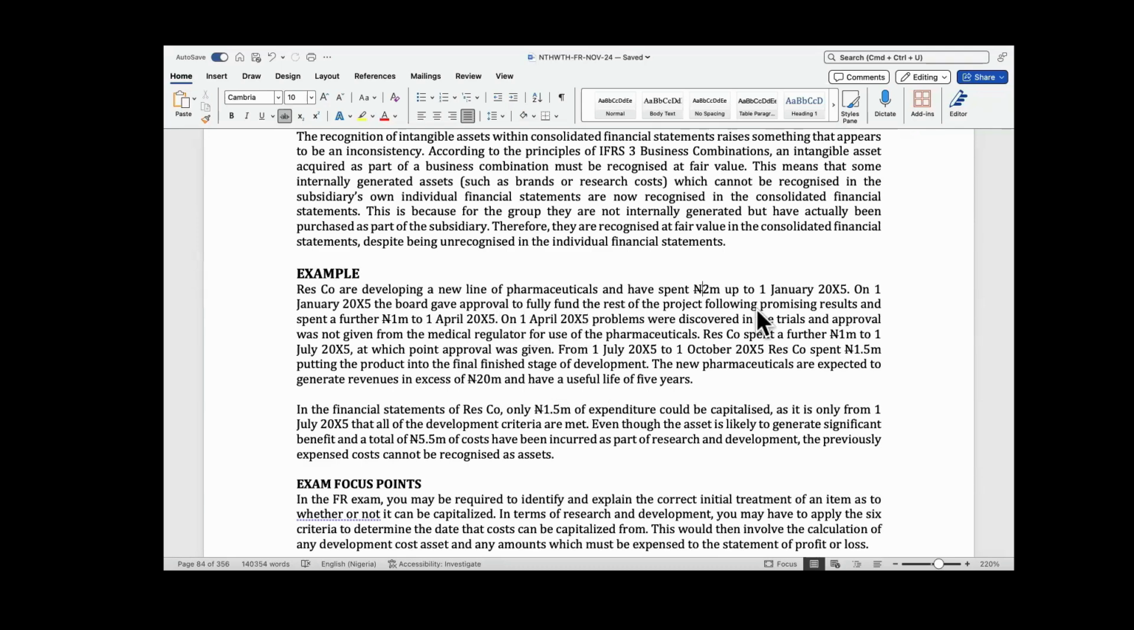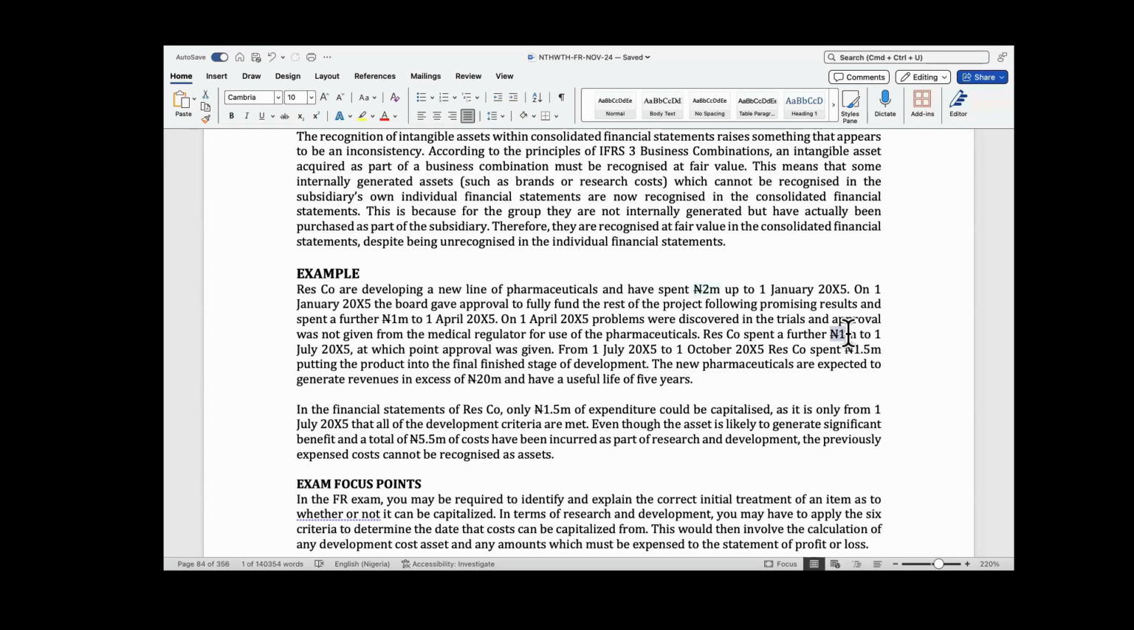Even in April, he discovered a problem, and the regulator did not approve it. So he spent another 1 million up to July. It was in July that he got regulatory approval. So it is any cost he incurred from July going forward that we can capitalize. The 2 million, the 1 million, and this additional 1 million that he spent trying to get all sorts of approvals, those will be expensed.